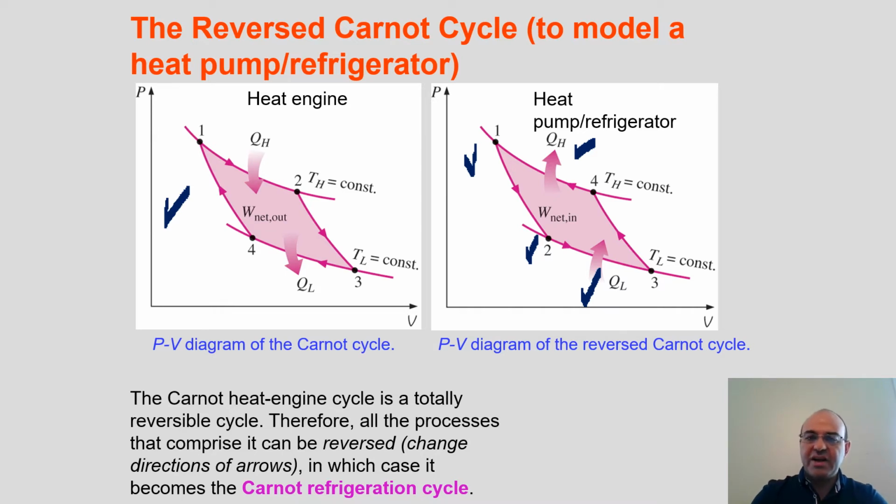So these processes are most efficient, are ideal to model a refrigerator or a heat pump. So here W net in is the work needed by the compressor, QL is the extracted heat from the colder space, and QH, which is the sum of W net in and QL, is the heat rejected either in the condenser or in the interior of a house.